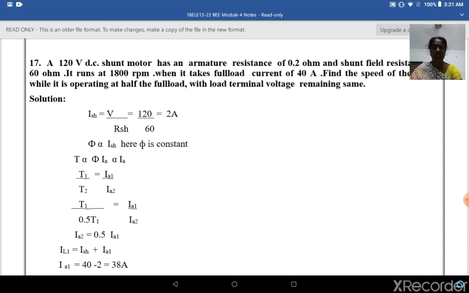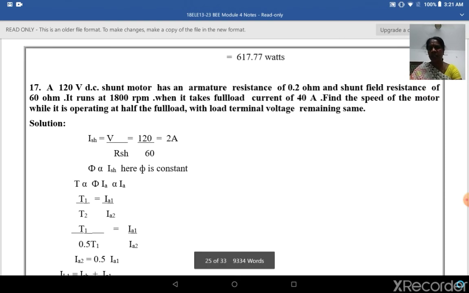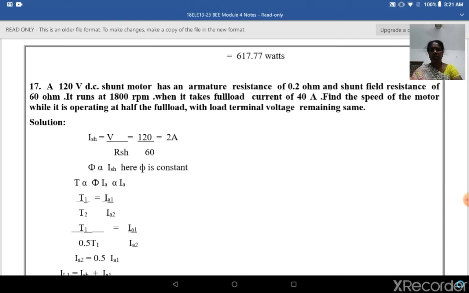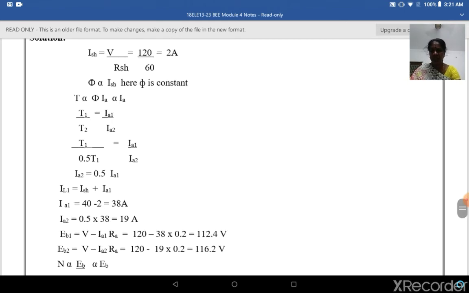Using that, I shunt can be calculated. V is given as 120 voltage and shunt field resistance is given as 60. Using that, 120 by 60, you will get I shunt current as 2 amps. Phi is proportional to I shunt. Here phi is constant. Torque is proportional to Ia, that is proportional to phi. So T1 by T2 is equal to Ia1 by Ia2, or T1 by 0.5 T1 is equal to Ia1 by Ia2. So Ia2 is 0.5 Ia1.